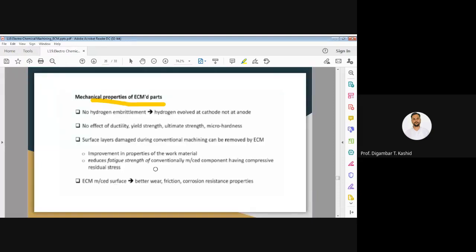Now another question arises: what will be the mechanical properties of these electrochemically machined parts? As we know, in conventional machining processes, compressive residual stress is generated. Because of this compressive residual stress, the fatigue life of your workpiece is increased. In the electrochemical machining process, you might think there may be a chance of hydrogen embrittlement in the workpiece surface.